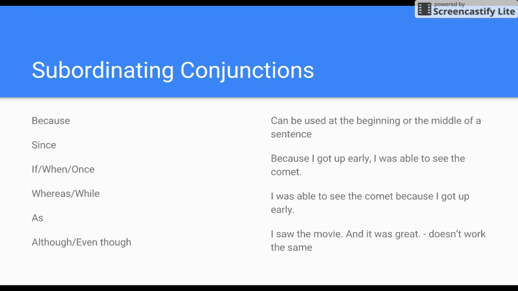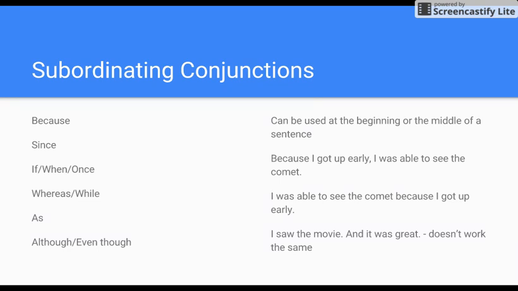So there's an example here. Because I got up early, I was able to see the comet. Okay, if we put because in the middle of the sentence, now we start the sentence with the second clause. I was able to see the comet because I got up early. We just change the order of the clauses. Now notice that the first example uses a comma and the second example doesn't.